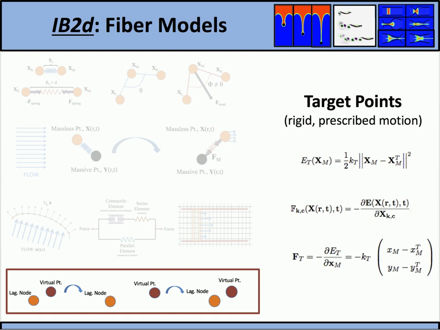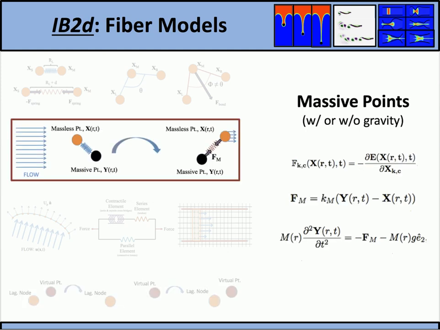There are also what are called target points, which can be used for the purposes of trying to keep your immersed structure nearly rigid, or where you can prescribe motion of your structure itself. There are massive points, which come with or without the effects of gravity. You can think of these massive points like in cartoons where you have a character that has a ball and chain wrapped around its leg. The more force that character pulls, the further he's going to be able to pull that ball and chain. This is exactly how these massive points work. You have your regular Lagrangian point that's tethered to one of these, quote, ball and chain or massive points.